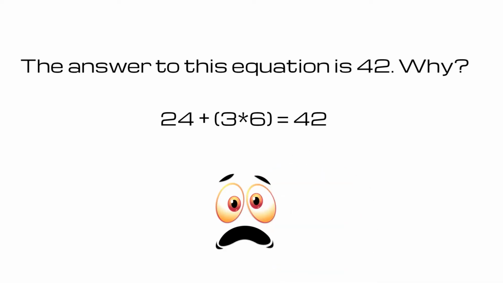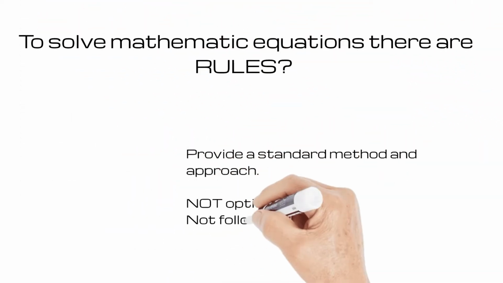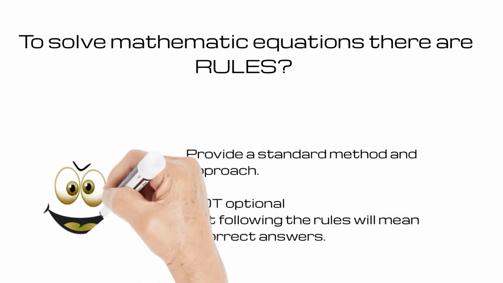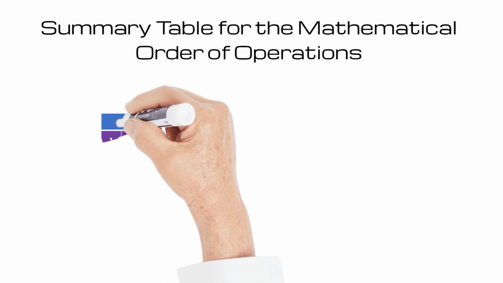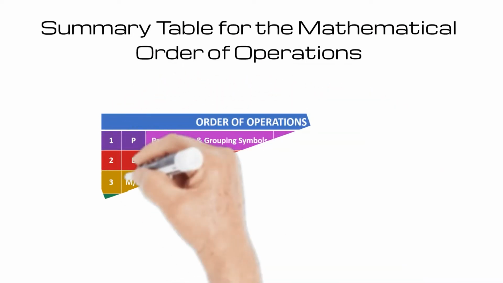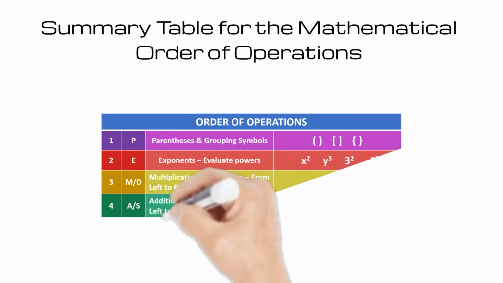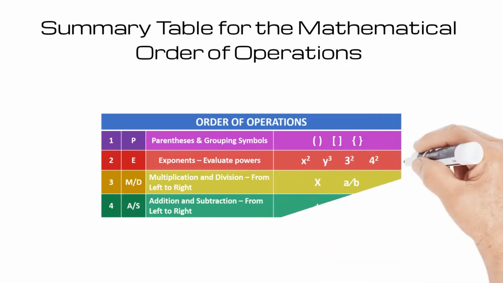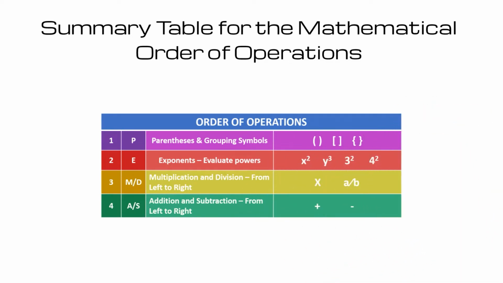Rules provide a standard method and approach. These rules are not optional. Not following the rules will mean incorrect answers. Sequential order will play a big role when applying the rules. Parentheses and steps can be combined, especially in more complicated equations. Skip a step if the equation does not have the function, e.g., no exponents like in step 2.